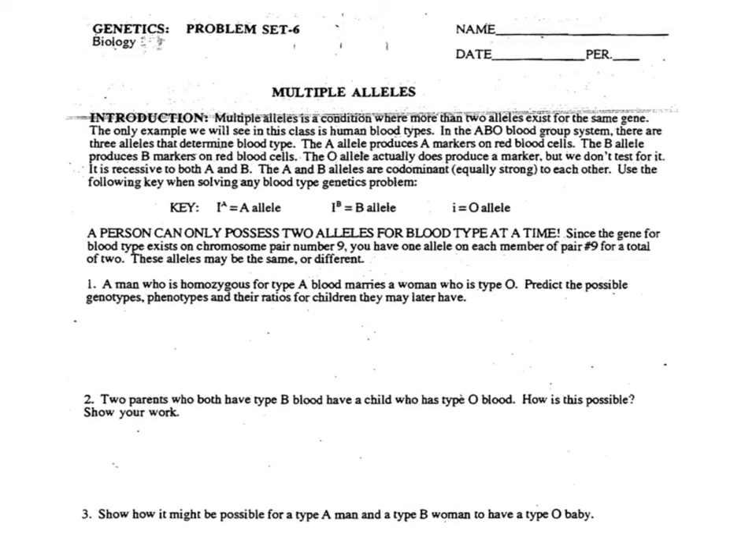In the ABO blood group system, there are 3 alleles that determine blood type. The A allele produces A markers on red blood cells. Okay, the B allele produces B markers, and the O allele actually does produce a marker, but we don't test for it. Okay, it is recessive to both A and B. All right, so A and B are codominant to each other.